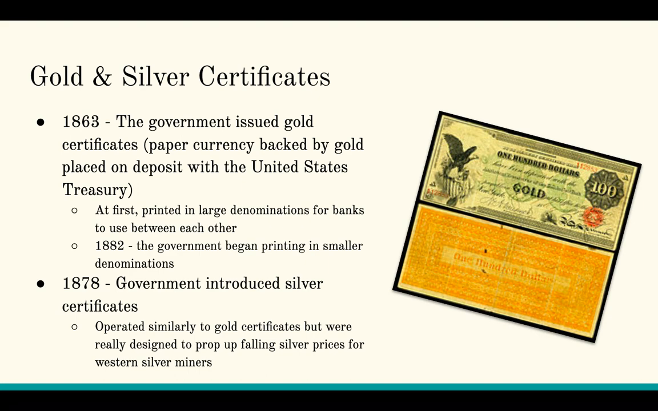In 1878, the government introduced silver certificates, which was paper currency backed by, you guessed it, silver dollars that was placed on reserve with the Treasury. Silver certificates were modeled after the highly popular gold certificates, but they were really designed to prop up sagging silver prices for Western silver miners.